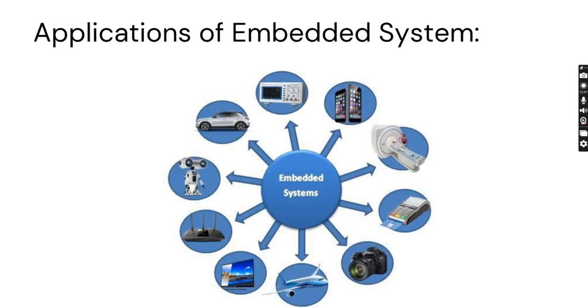And we are using embedded systems in small things like mobile phones, ATM machines, and cameras. And we also use embedded systems in really large things like rockets and airplanes. So these are the applications of embedded systems.